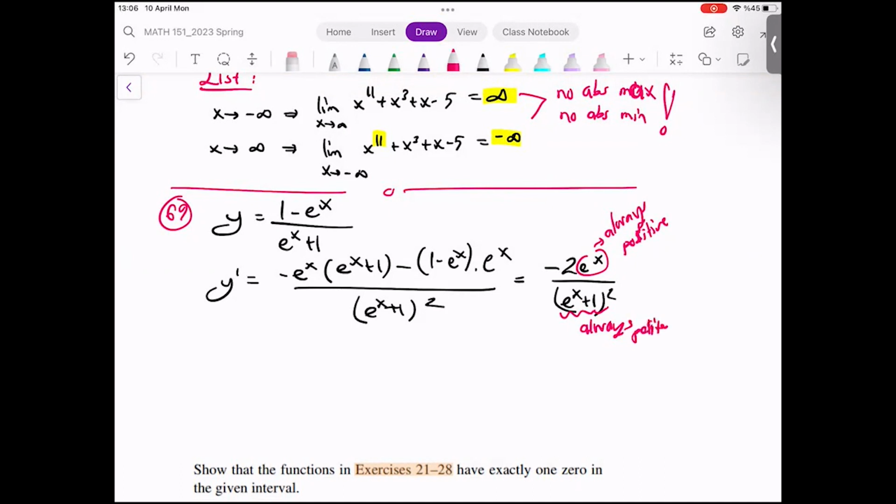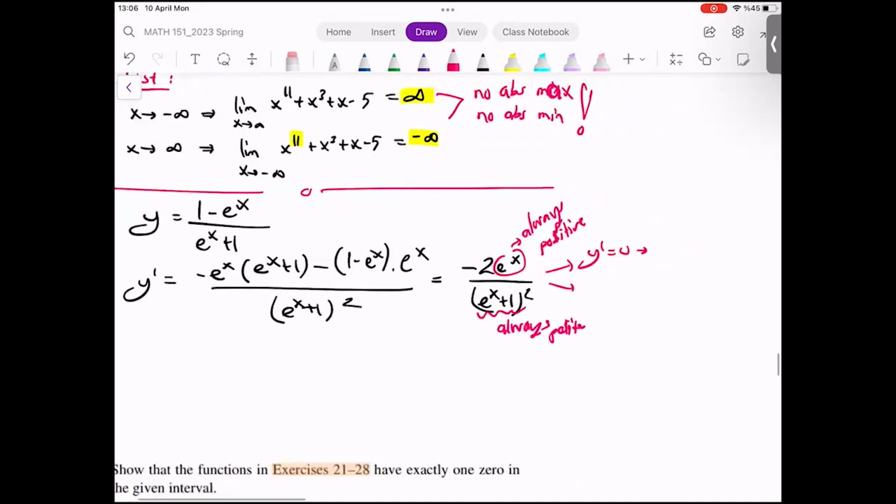That's why if you try to understand where y prime is 0, you will find no point. No point coming from here. Is this first derivative function undefined at some point? The denominator is never 0, so no point again.